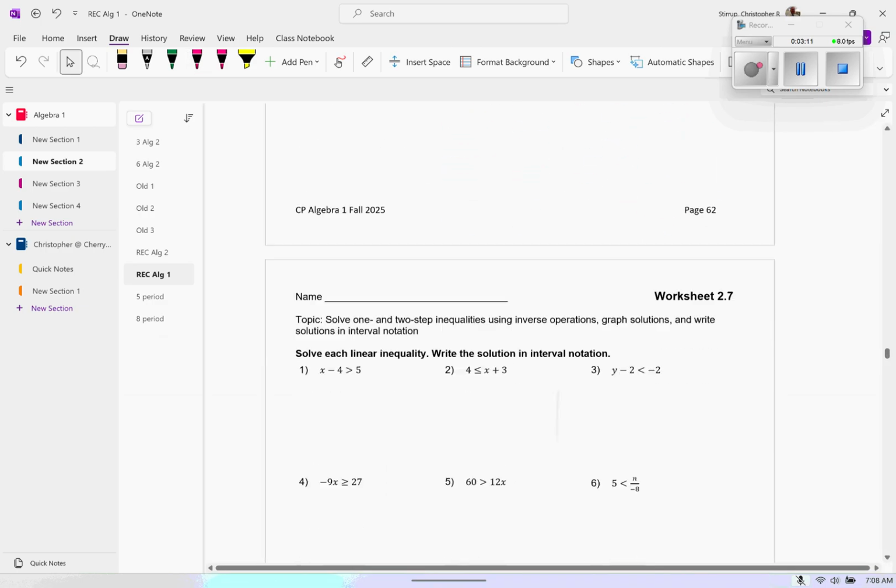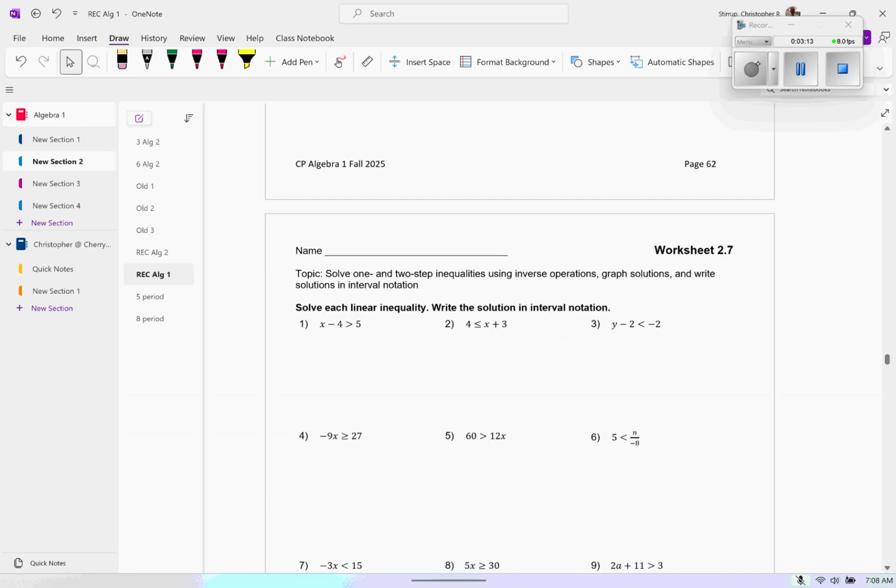So let's take a look at these. Again, you should try these first before doing the homework. So I'm going to add 4 to both sides. So I get x is greater than 9. And then we're going to go from 9 to infinity. We don't have to worry about graphing it. Soft bracket on both. We don't want values bigger than 9.